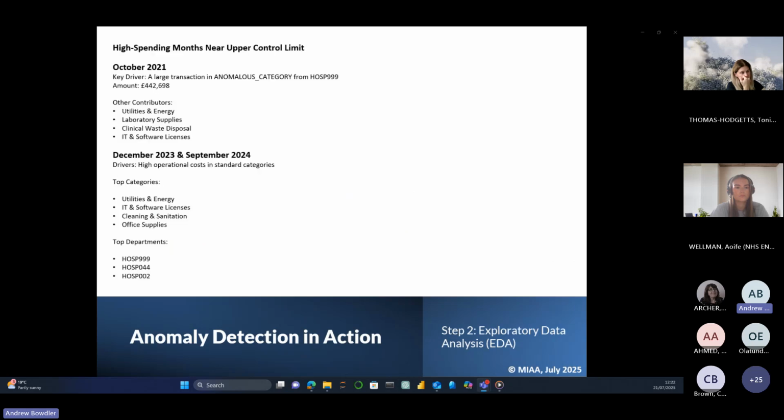Let's drill in. October 2021 is notable, driven in part by a transaction of nearly £500,000, again from that anomalous category. It's joined by genuine categories like IT and energy. So it's not just the fake data doing the heavy lifting here. We also see some repeat appearances from HOSP 999, our synthetic department.